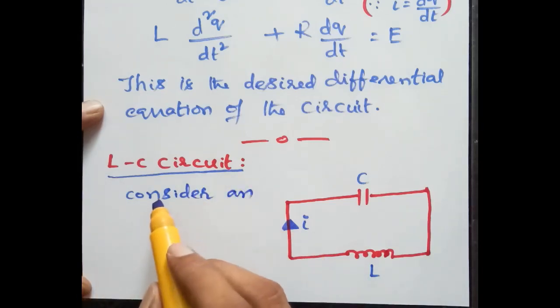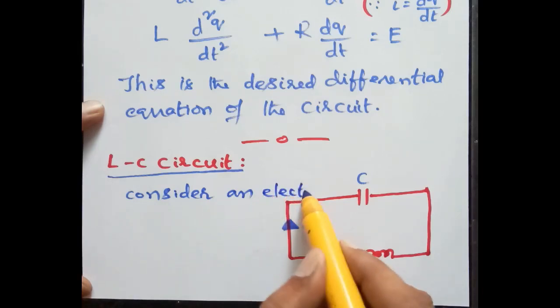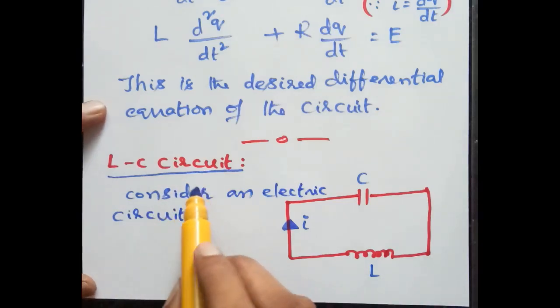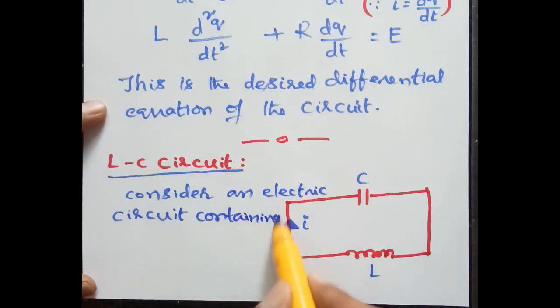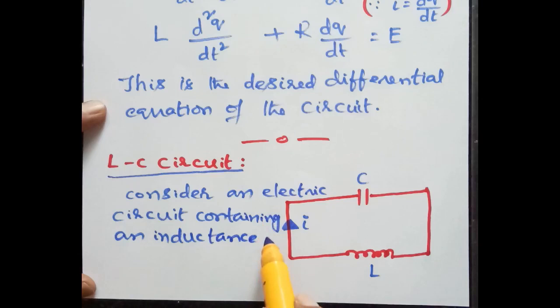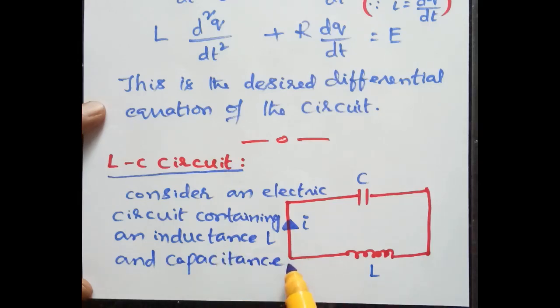Consider an electric circuit containing an inductance capital L and capacitance C. So this is the electrical circuit having capacitance C, inductance L. Now we have to form the differential equation for this electrical circuit by applying Kirchhoff's voltage law.